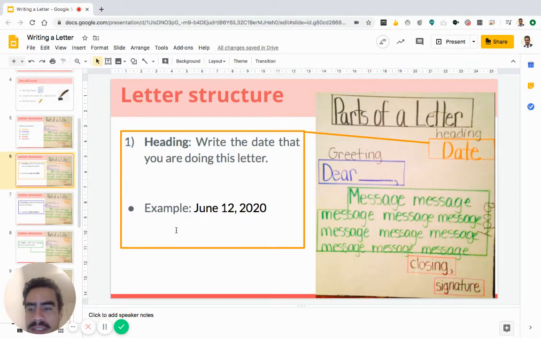We put here the example. If you're going to do this activity today, you should write June 12, 2020. That is today's date. This is important because when the person receives your letter, he or she will see which date the letter is from.